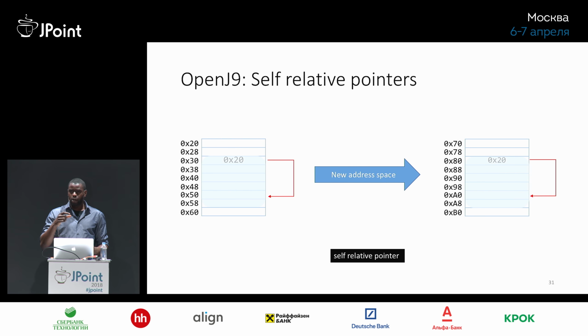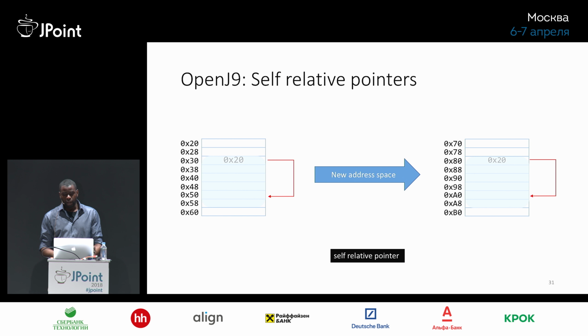If we know that the target pointer is going to be a certain distance away from where the pointer is stored, and if we have guarantees about that, then we can limit the size. In OpenJ9, SRPs will never be larger than 32 bits, even if you're running with a 64-bit JVM.